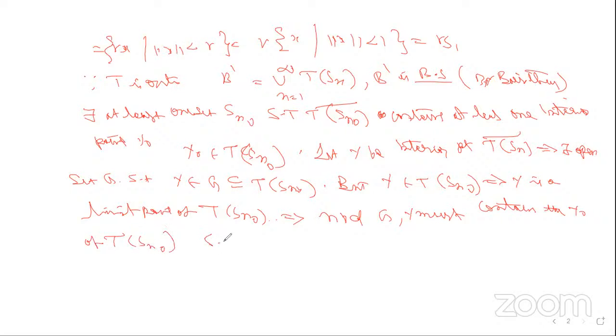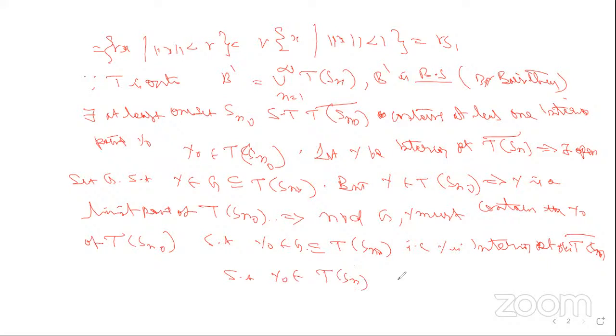Such that Y naught belongs to capital G, that is, a subset of or equal to T of Sn naught. Which means Y naught is an interior point of T of Sn naught bar, such that Y naught belongs to T of Sn. This is equation number 1.